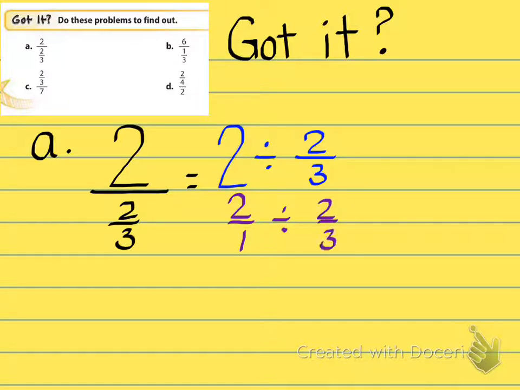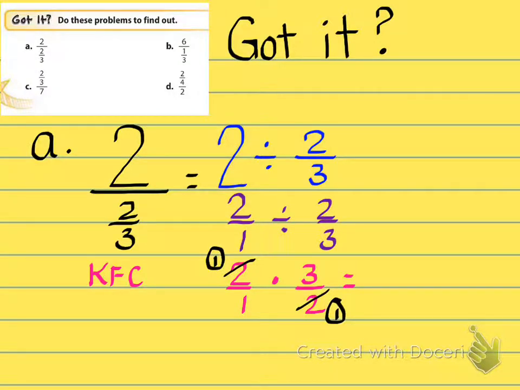And then we need to do our keep, flip, change step. So as you can see here, we have 2 over 1 times 3 over 2. You can even make your little note here that that's your keep, flip, change. And then you want to just cross simplify. So both of those 2's cross out, and we're left with your final answer, which is 1 times 3 is 3, and 1 times 1 is 1, which gives you a final answer of 3. Don't forget to put a box around it.